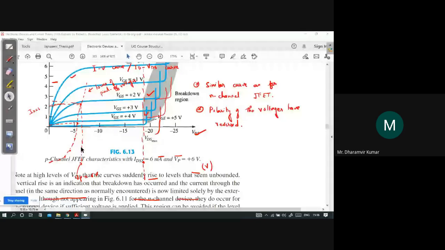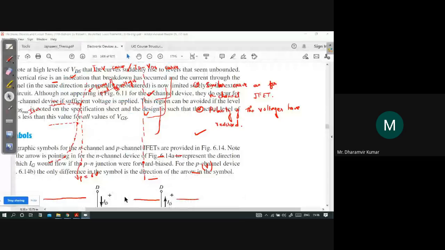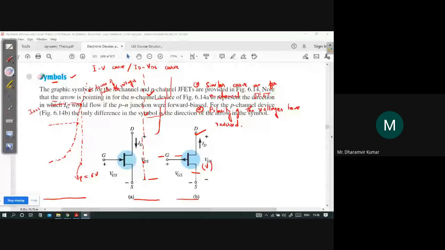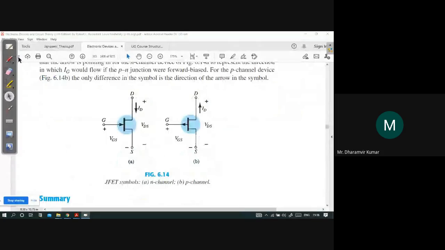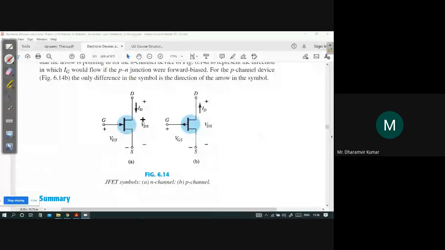Okay, now symbols. So what are the symbols for JFETs? The symbols are again similar to BJTs, but not identical. So for BJT we had three branches. Here we also have three branches. One is for gate, the other is for drain, the third one is for source. So this is gate, drain, and source terminal.